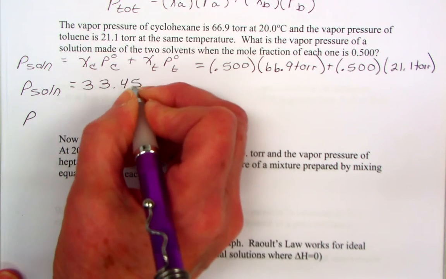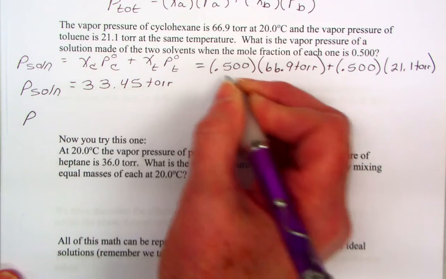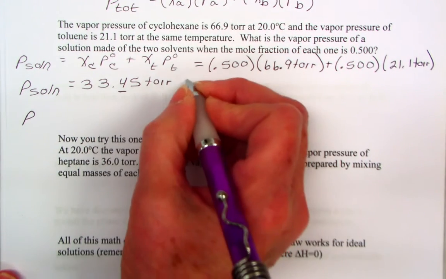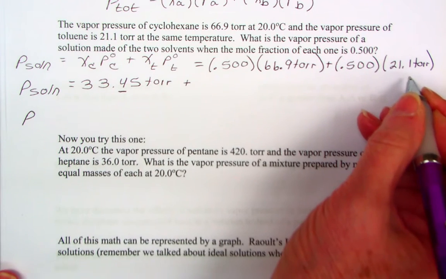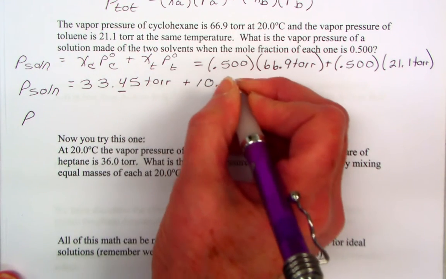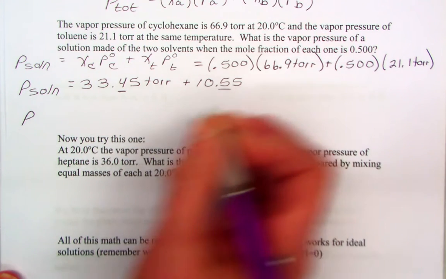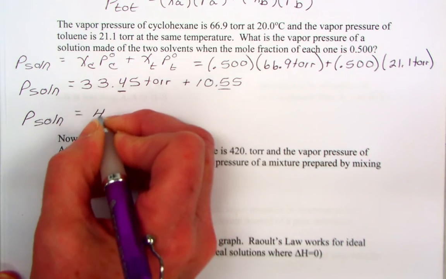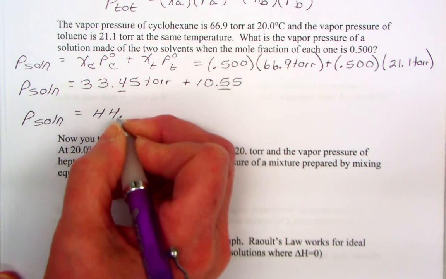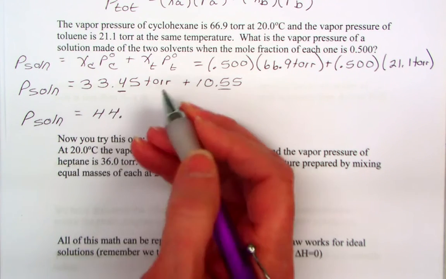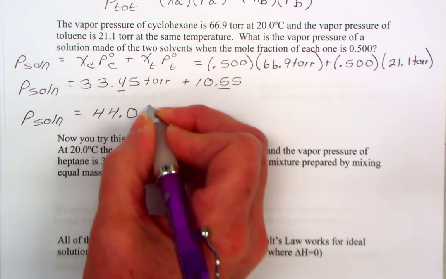33.45, and we know that we have to stop at 3 sig figs, so we're going to stop here after we're done adding. And this one is what? 10.55? And again, we have to stop with 3 sig figs. So now, Presley, what was that number when you add them together? 44.0. Yeah, it is when we stop here, torr.